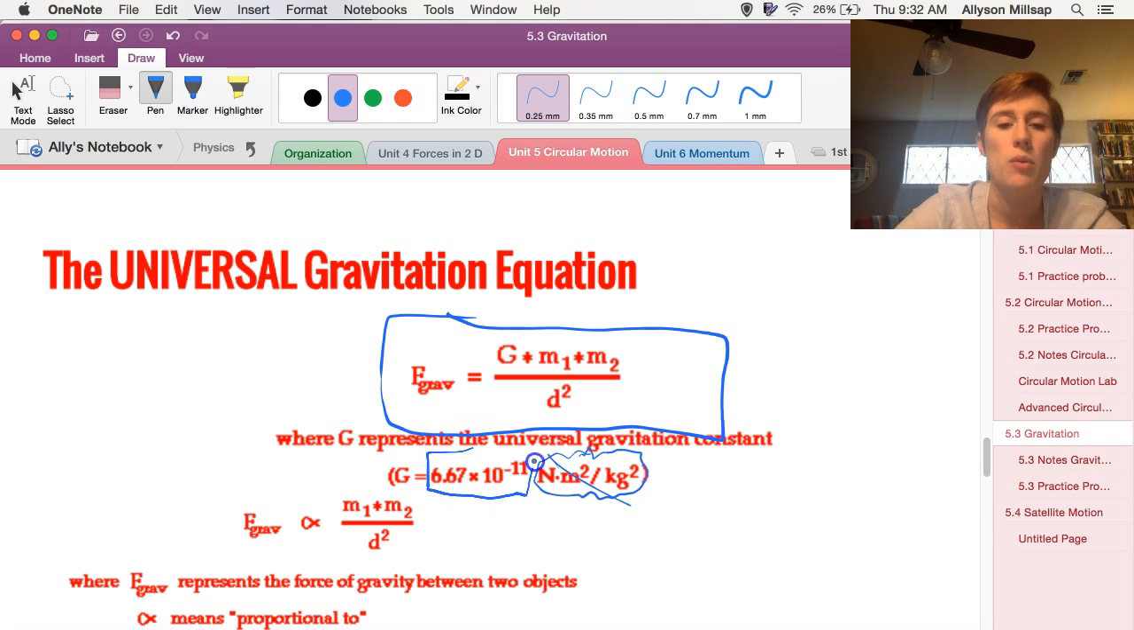But this will also be on the board. This is a constant. G is always going to equal this amount, okay? This capital G is not the same thing as lowercase g. This is just a constant.